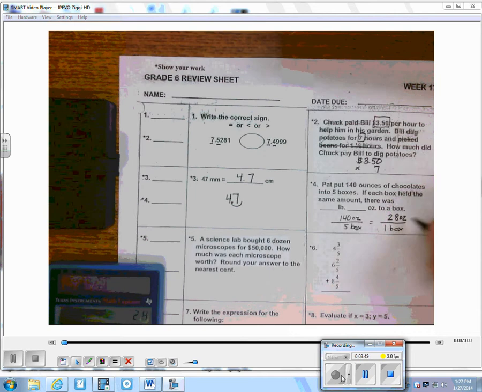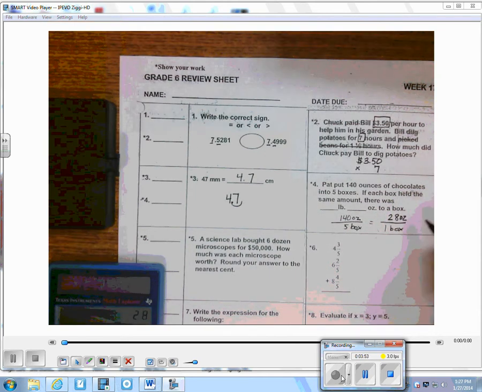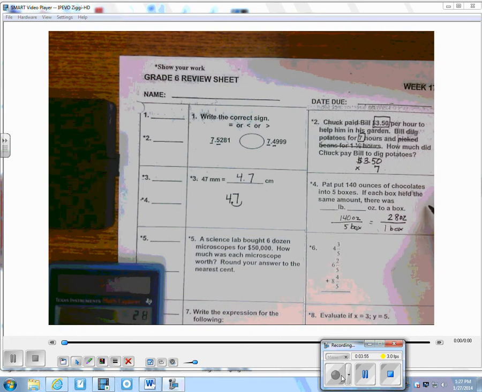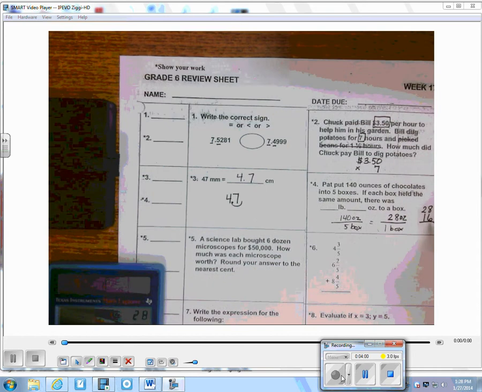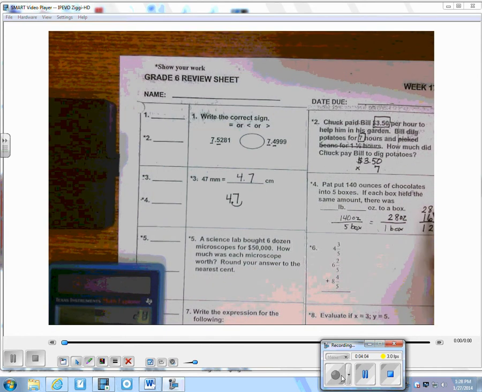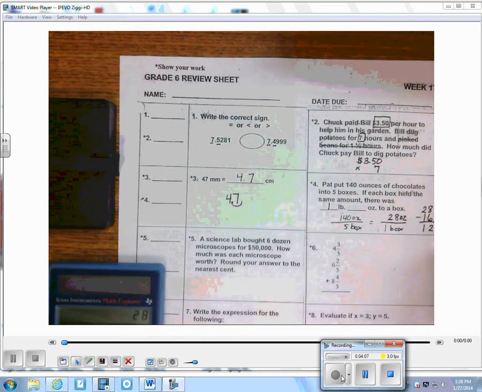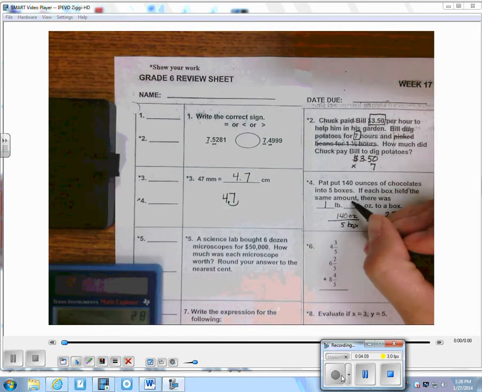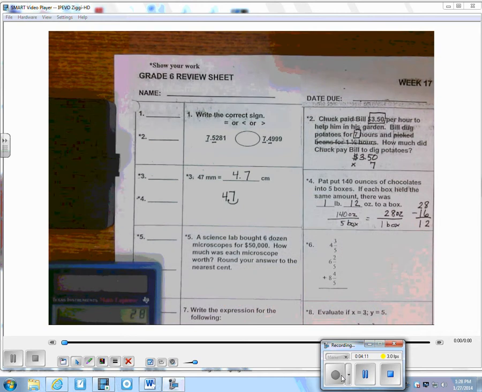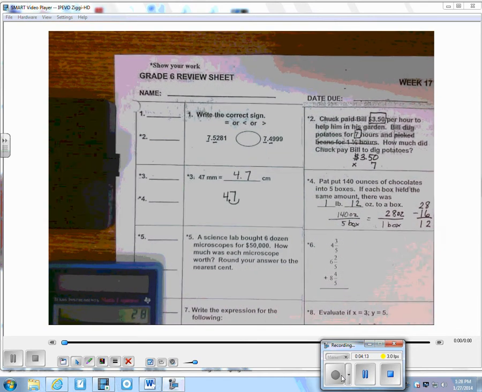Okay, now that's ounces. We want to know pounds and ounces per box. So if there's 16 ounces in a pound, I'll subtract 16. Okay, so I knew I get 1 pound out of it, that's 16 ounces. And then I have 12 left over. 1 pound, 12 ounces to a box.